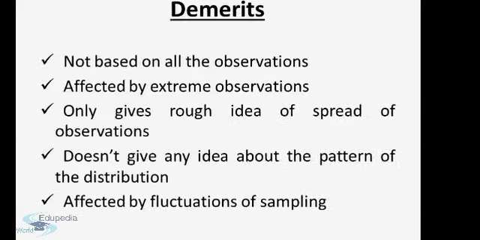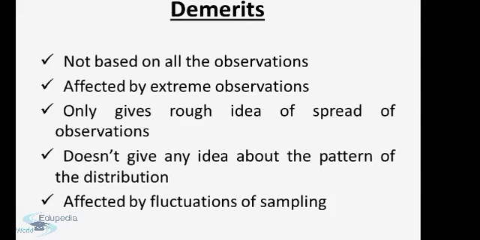Now this is really very simple, but it has got some drawbacks, some limitations due to which it's not very commonly used. Well, we had seen that it's not based on all the observations. We just pick the maximum and the minimum. We had really not bothered about other values. At the same time, we are not bothered about the frequency of a given value at all. In fact, it is affected by extreme observations.